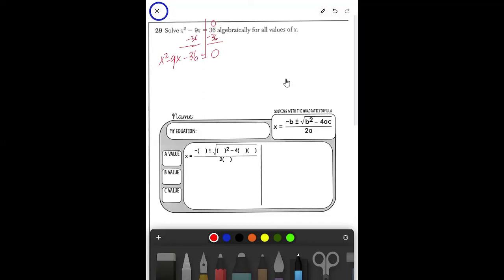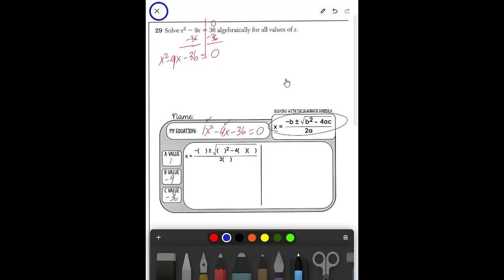So now I'm going to use the graphic organizer. I'm going to put my equation x squared minus 9x minus 36 equals 0. And remember, the leading coefficient is going to be 1 in this case. So now I'm just going to get the values. So the a value is 1. The b value is -9. And the c value is -36.